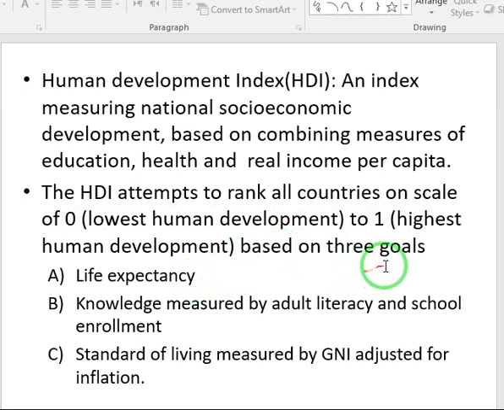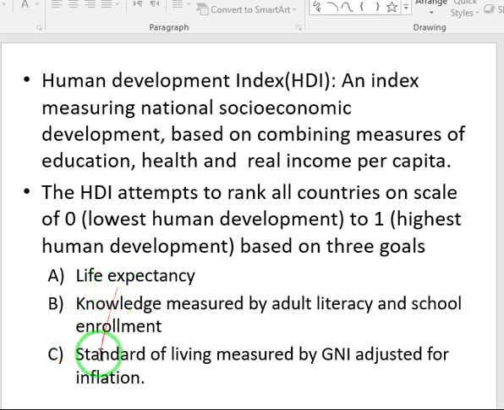On the basis of three goals. What are these goals? Number 1, life expectancy. I told you the average life of a person is called life expectancy. B, knowledge, measured by adult literacy and school enrollment. These are the two parameters taken from education: adult literacy rate and gross enrollment. And C, the standard of living, measured by the GNI, gross national income, adjusted for inflation, which means real income.